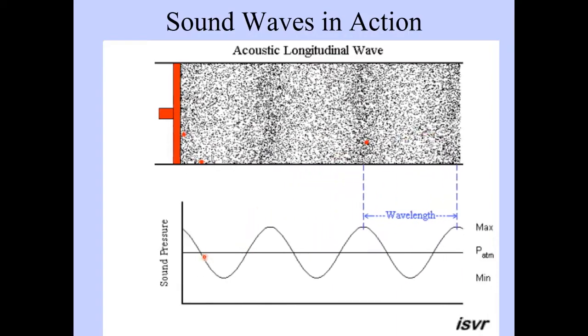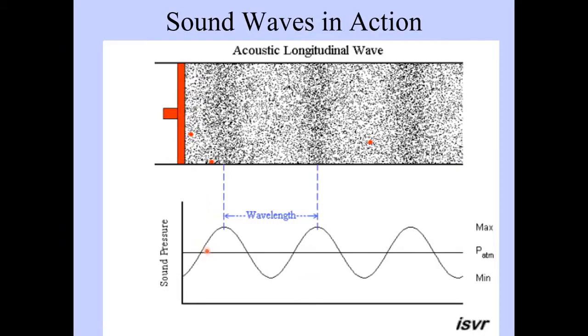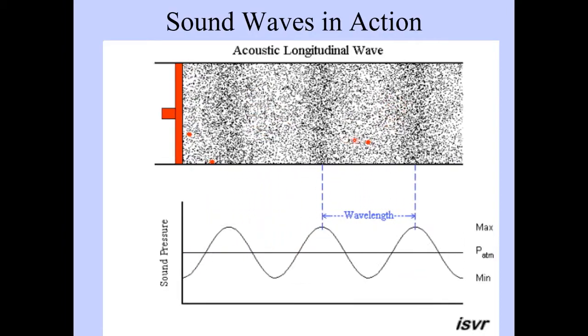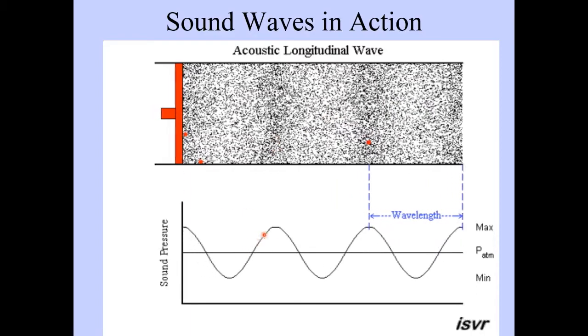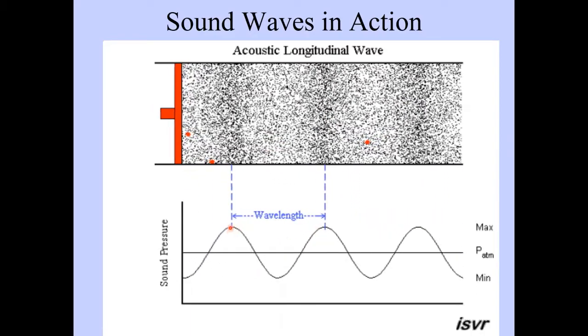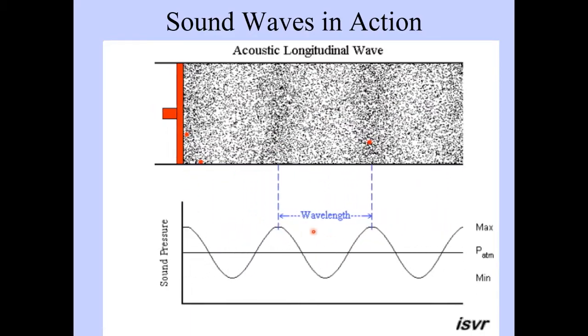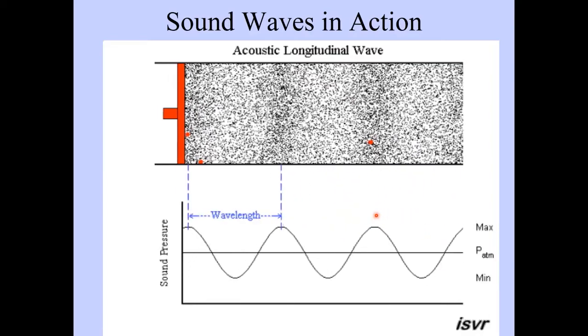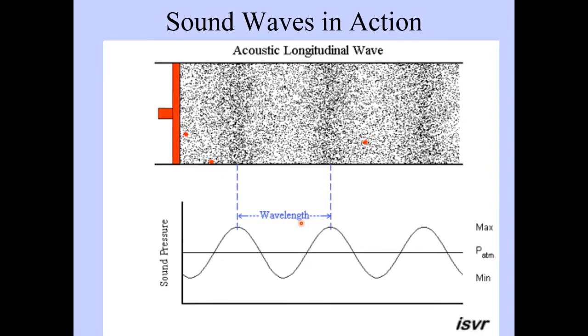Down here is a plot of sound pressure, and you can see that these regions of high pressure here, the compressions, are represented by the peaks here. And so we see the peaks and the troughs moving to the right. We can define the wavelength of sound as the distance between two adjacent peaks.